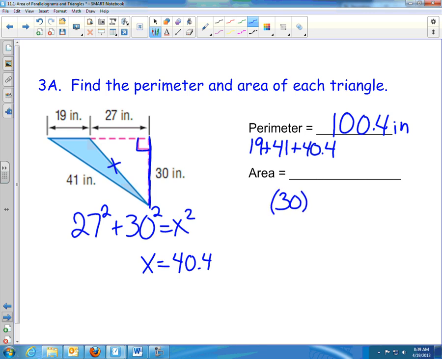And we're going to times it by our base, which is the one that it makes the right angle with, and so it's that 19. Even though those two do not touch, those are the ones we're going to use. And then divide by 2. We end up with 285 inches squared for our area.